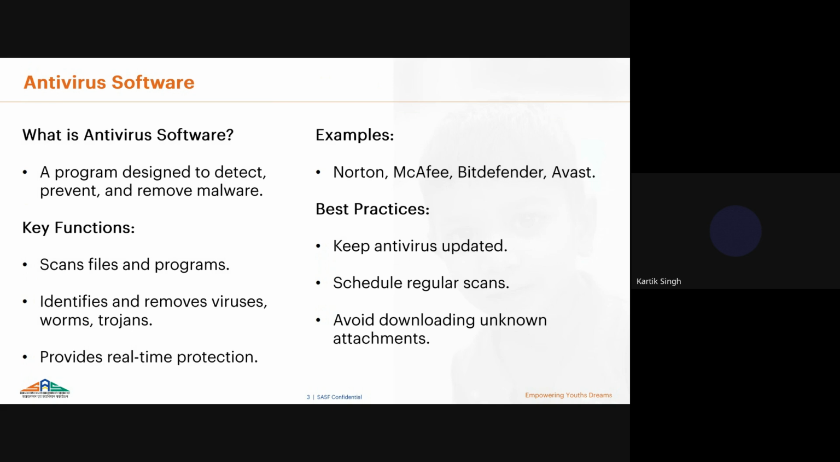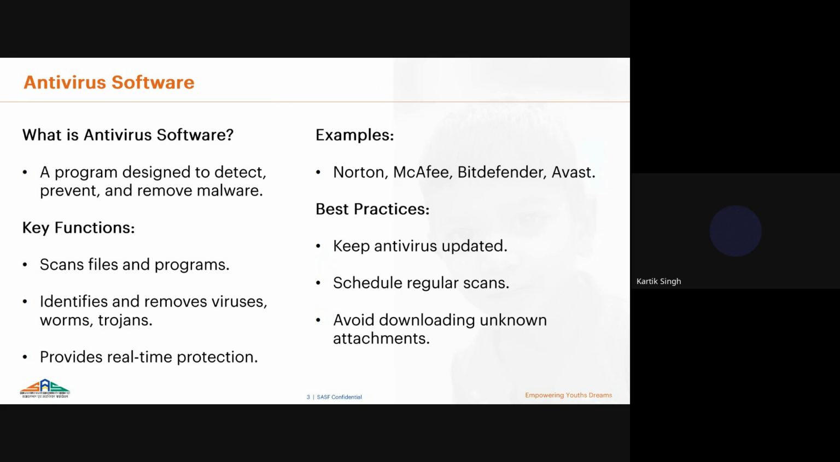Now, what are the key functions of an antivirus software? Key functions are that it scans files and programs that are present on the device. It identifies and removes viruses, worms, and trojans that are present on our device. It provides real-time protection. Whenever a file is downloaded on our device, it will run that file signature through its database and check if that file is a malicious file or not.